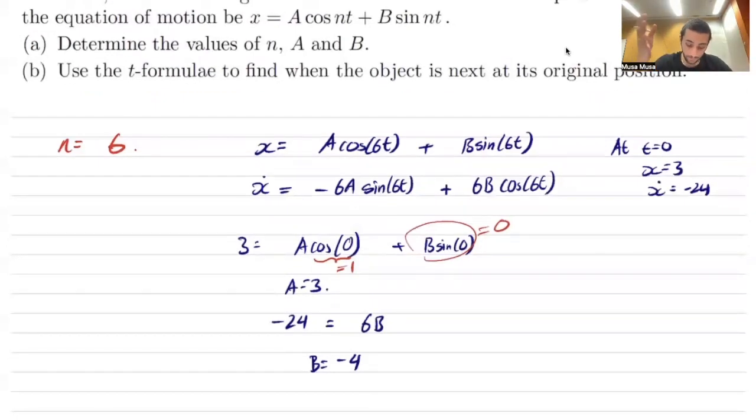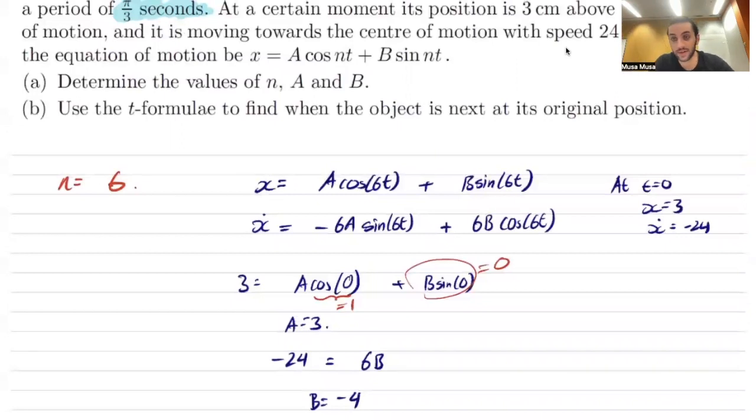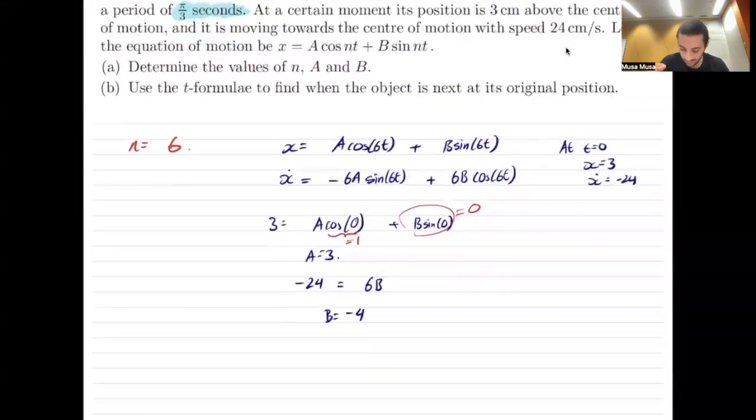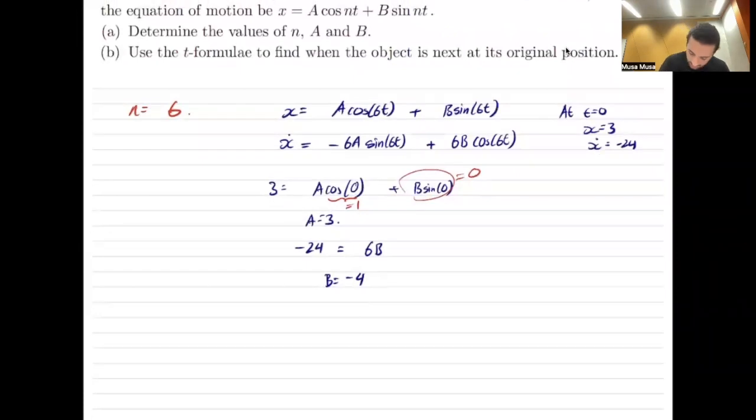Use the T form to find when the object is next at its original position. See, you have to use T form because you're solving for values of T. That's not the best reasoning, but you're solving for values of time. T form is for tan of theta on 2, but yeah, you get my point. You're working for an angle, and the angle is annoying when you have two trig functions. So what do you want? You want x equals, is next at its original position. We define the original position to be x equals 3. So I guess we're just doing that.